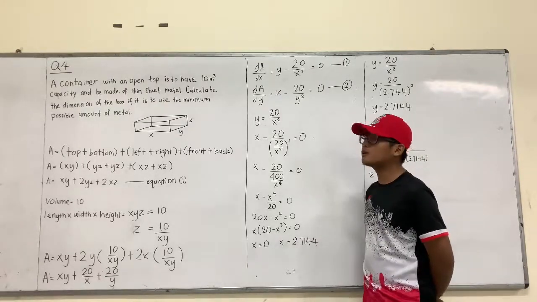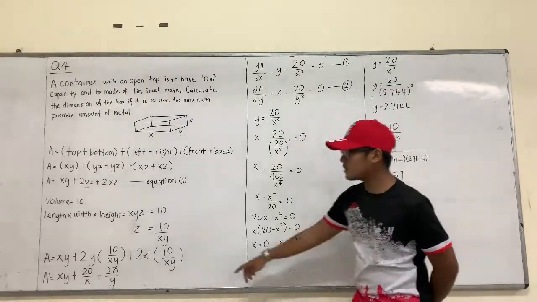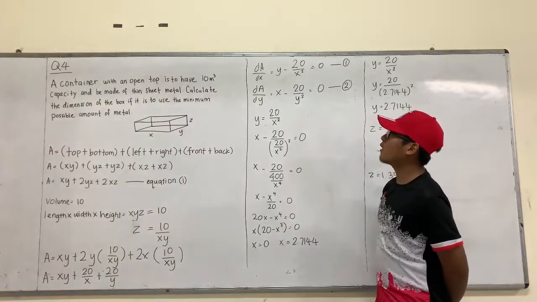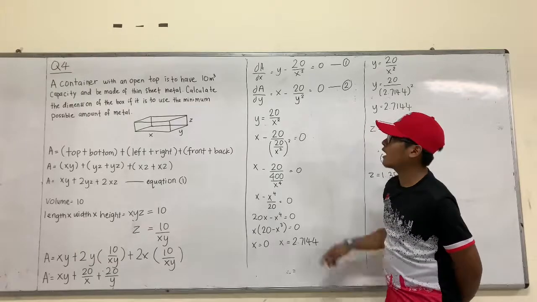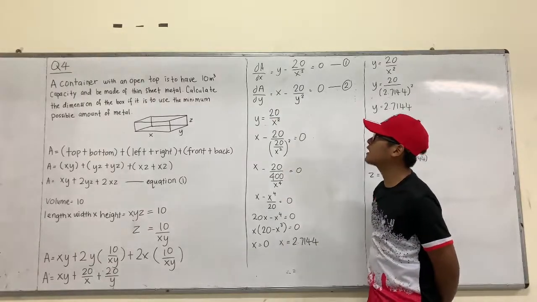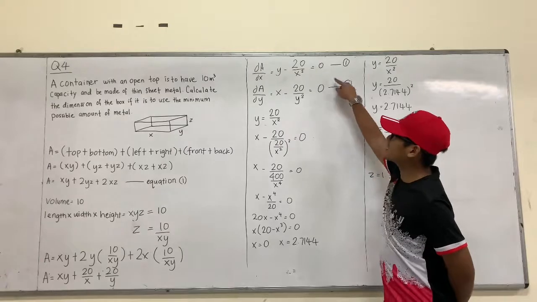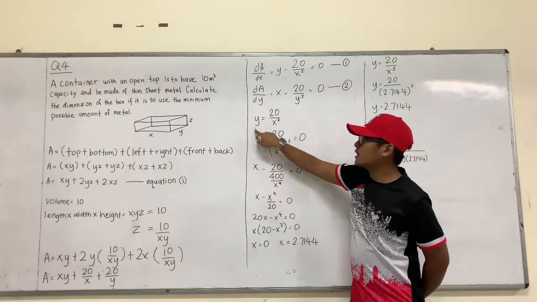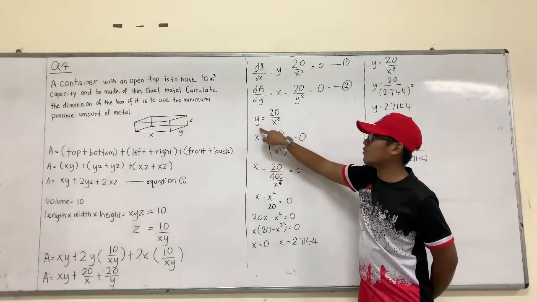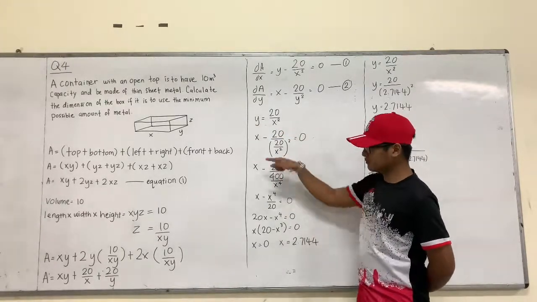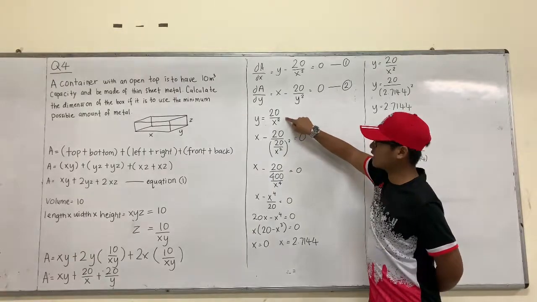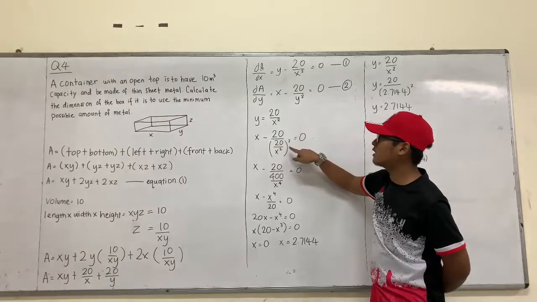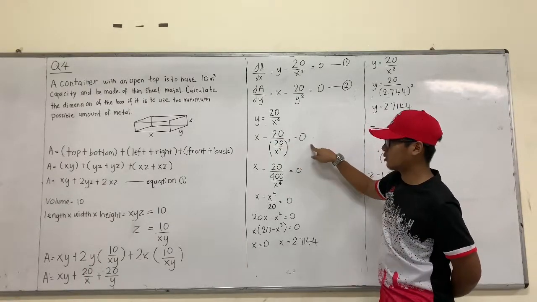First, we need to find all the first partial derivatives. By using this formula, we will get that del A over del x is equal to y minus 20 over x squared, and del A over del y is equal to x minus 20 over y squared. By letting these two equations equal to 0, we will write back equations 1 and 2 with y as the subject, and we can get that y is equal to 20 over x squared. Then we will substitute this value of y into equation 2, and we can get that x minus (20 over x squared) to the power of 2 equal to 0.